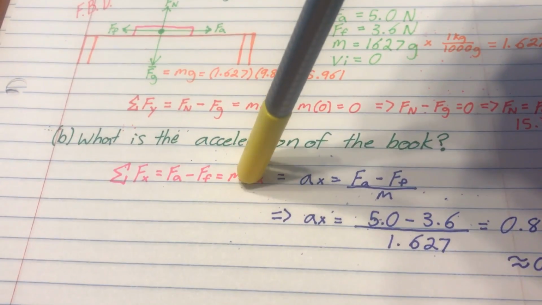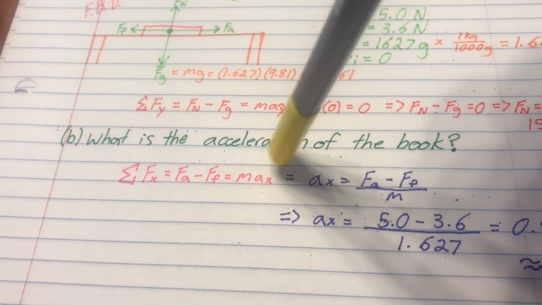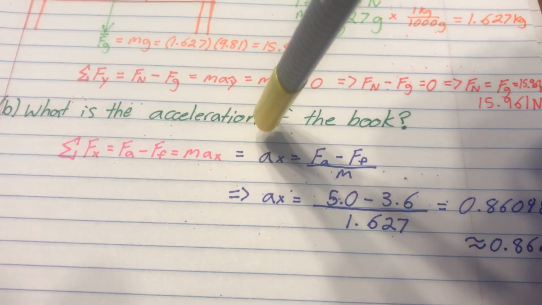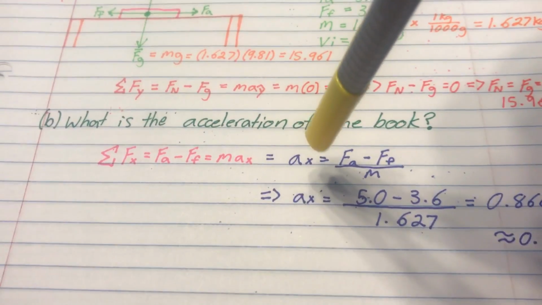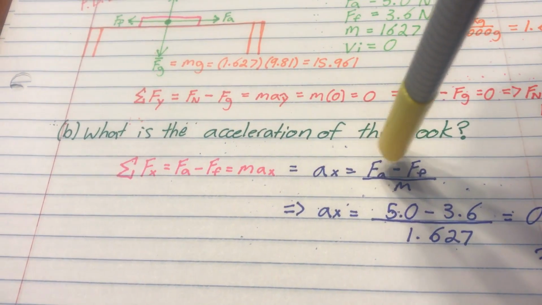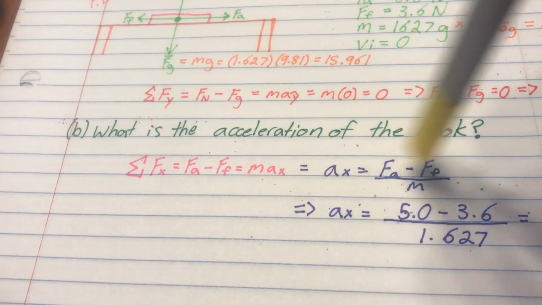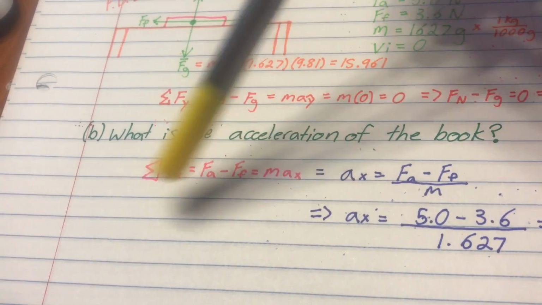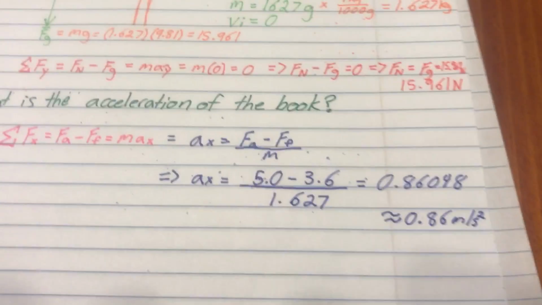Equals mass times acceleration in the x direction. And so I solved for acceleration, and that gave me force applied minus force of friction divided by m. So I divided by the mass on both sides to get this equation.